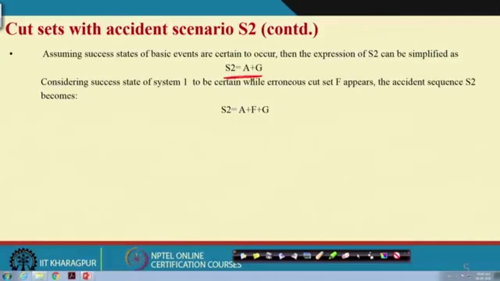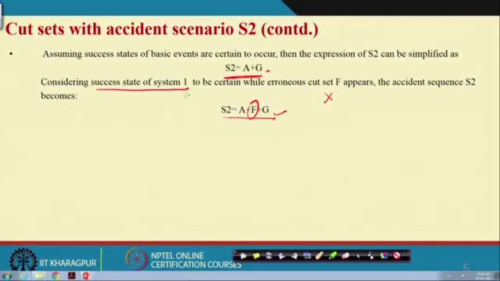Now, you may think differently also. Instead of considering the basic events certain to occur, you may consider that the success of system 1 is certain to occur. Then F1 bar will be 1 and you will get S2 as A plus F plus G. So A plus G is there, but one more cut set, F, is coming. This is not correct. So it is recommended that you please don't make this type of assumption that system 1 succeeds when you have the cut sets. Okay.